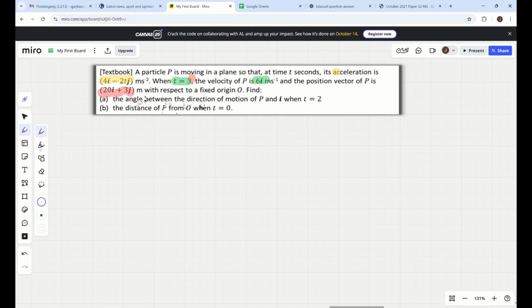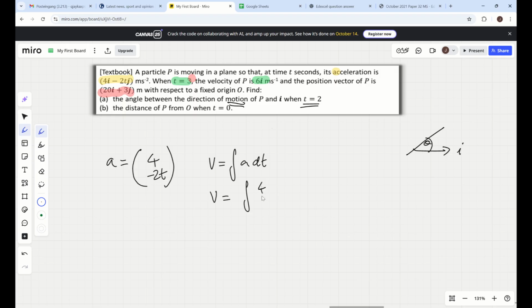So what do we need to do? The angle, motion. Motion is about velocity. So the angle between the thing and i, so, for example, something like that, when t is 2. Okay, so the acceleration is 4 minus 2t. And we're going to start by finding that, which is going to be integrating that. So that is going to be integrating 4 minus 2t. So our velocity is going to be 4t minus t squared, and I'm going to just sort of put the c's in like that straight away this time.